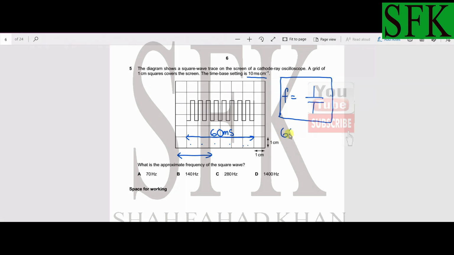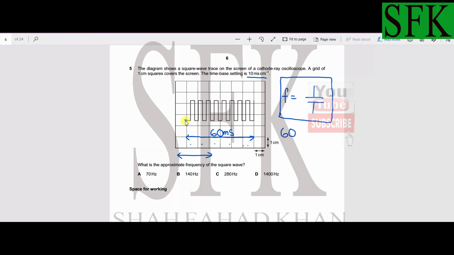Okay, so using the unitary method, we'll calculate the time period of one wave and then use it to calculate the frequency. Now, let's count the waves. Okay, so how to count the waves? Basically, you start counting from one point, and as soon as you reach back at that point, one cycle of the wave will complete.